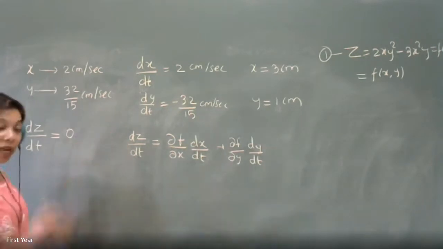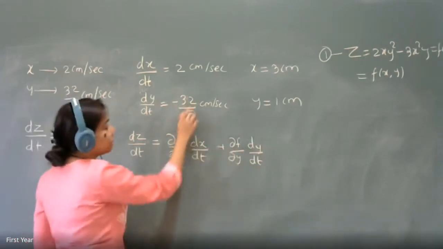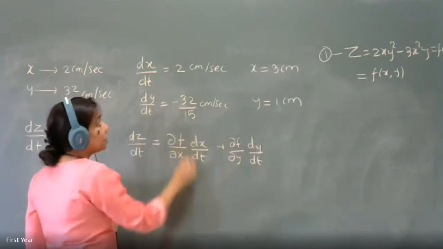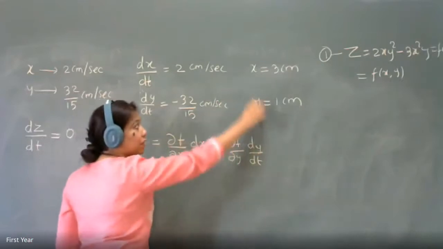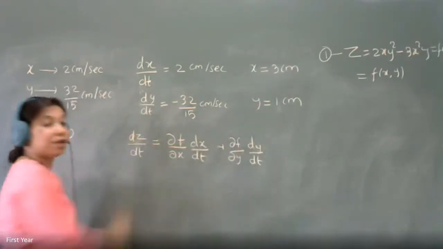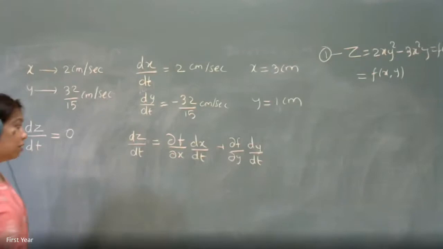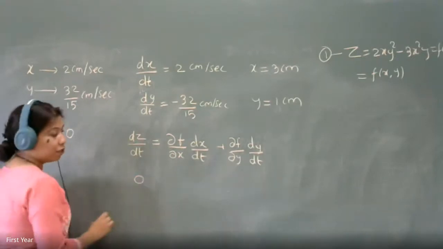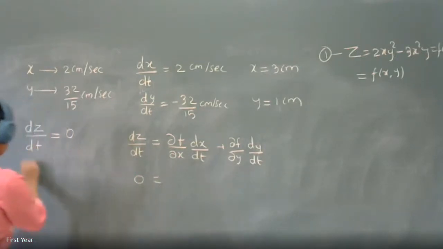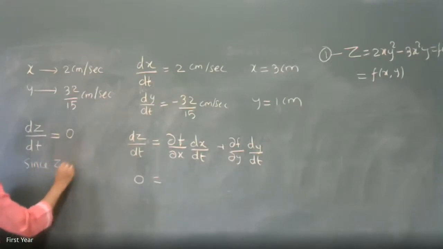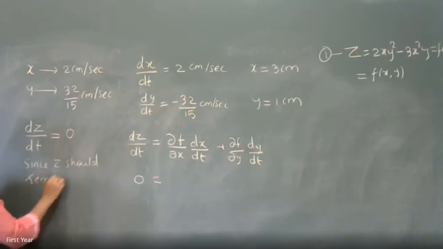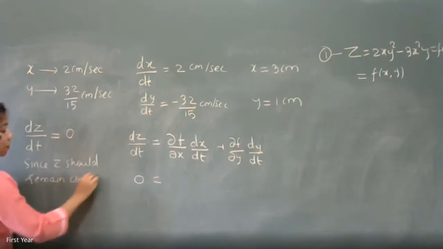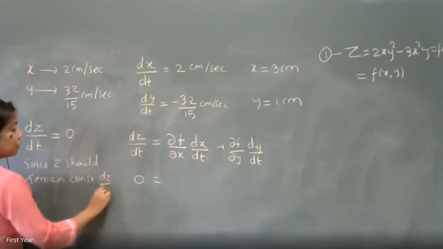You can go both the ways. Keep dz by dt as it is and put dy by dt as minus 32 by 15, dx by dt as 2 centimeter per second. In this you have x and y, put the value of x and y in these values and prove that dz by dt turns out to be 0. Or put dz by dt to be 0. What is this? z should remain constant. Dz by dt will be 0.